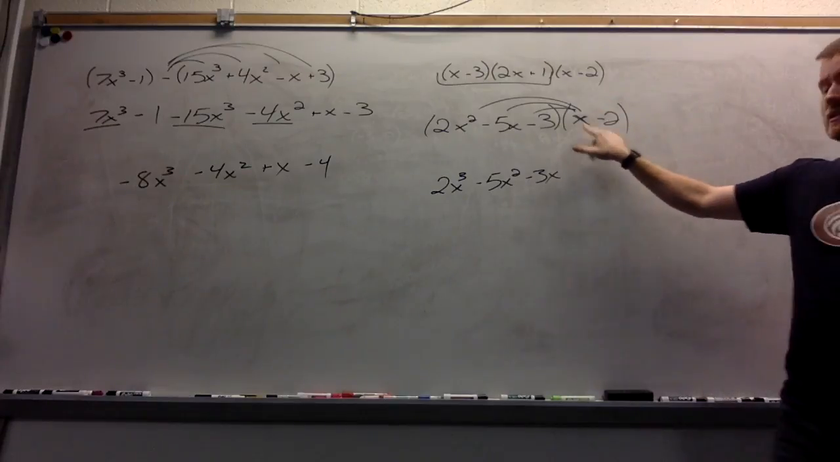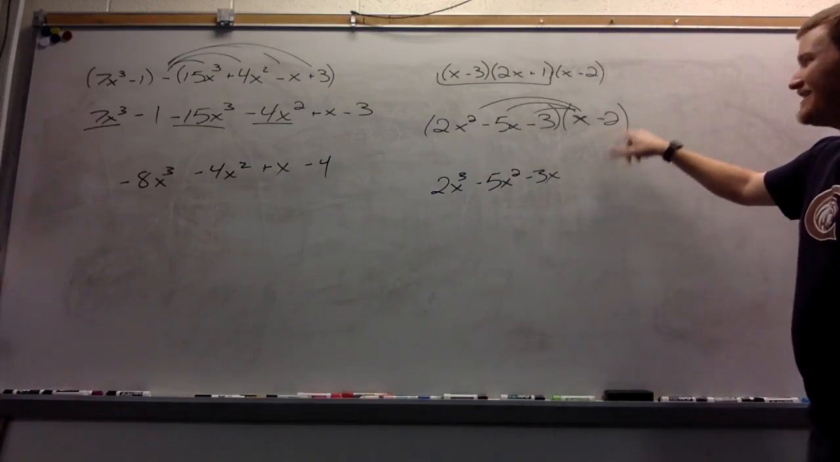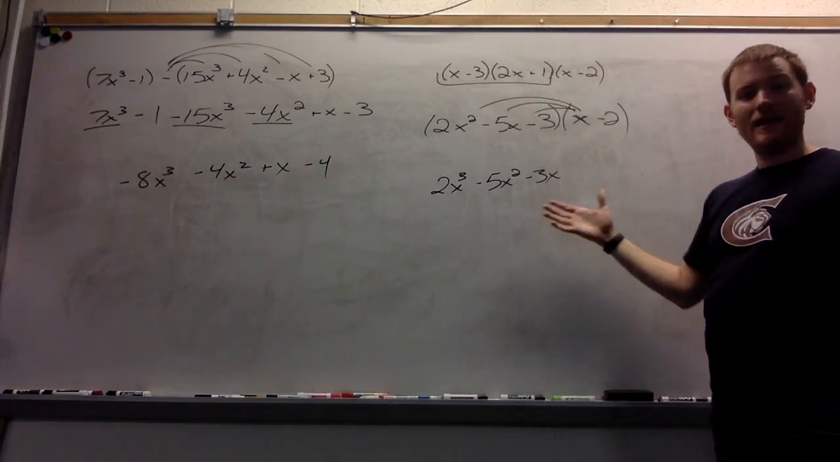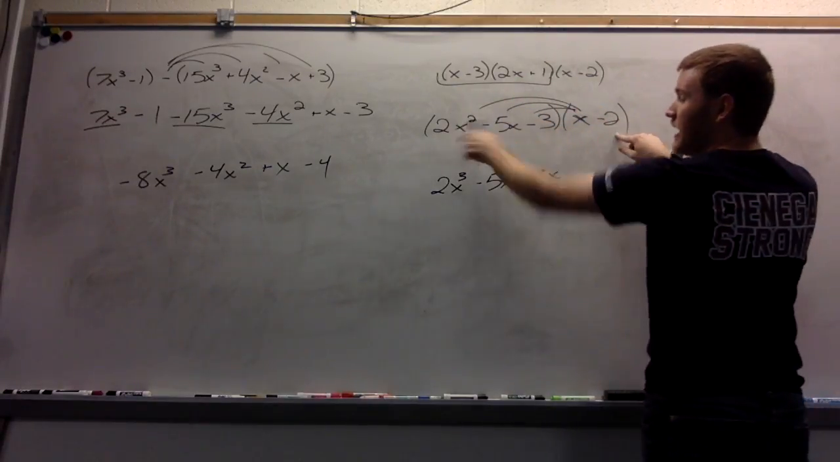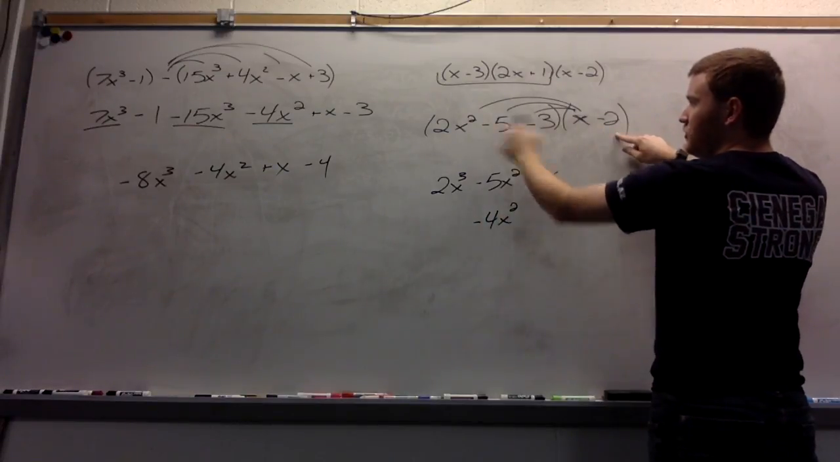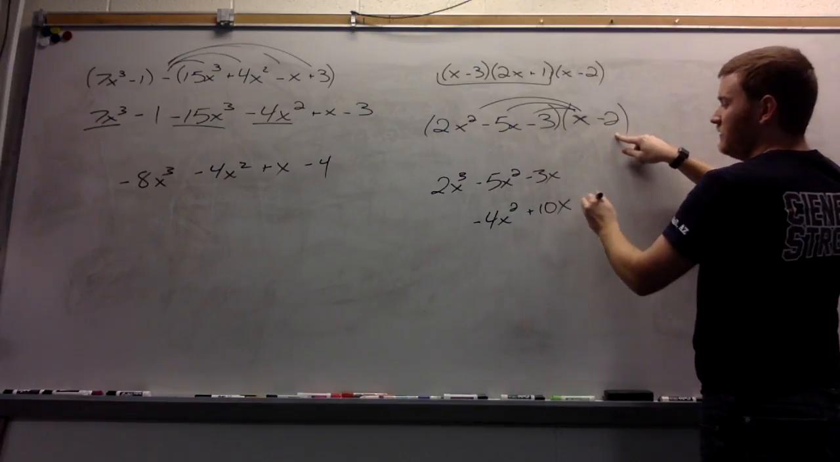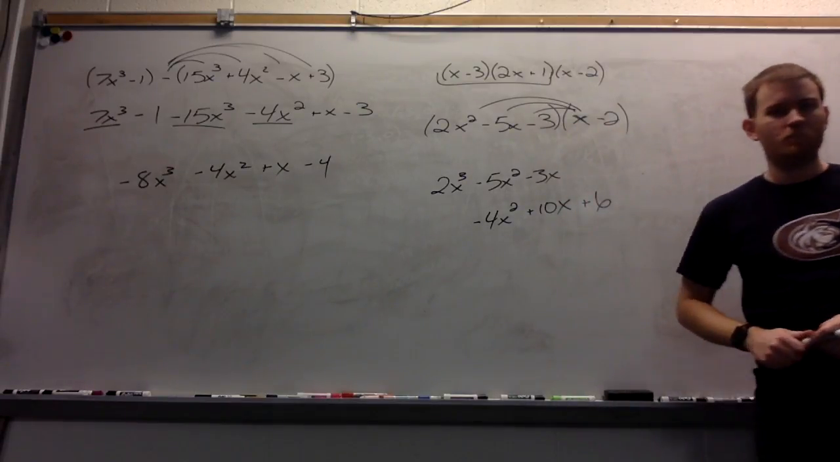I take the first and distribute it and get an answer. I then take the second and distribute it and get a second answer. Negative 2 times 2x squared is negative 4x squared. Negative 2 and negative 5x is positive 10x. Negative 2 and negative 3 is positive 6.